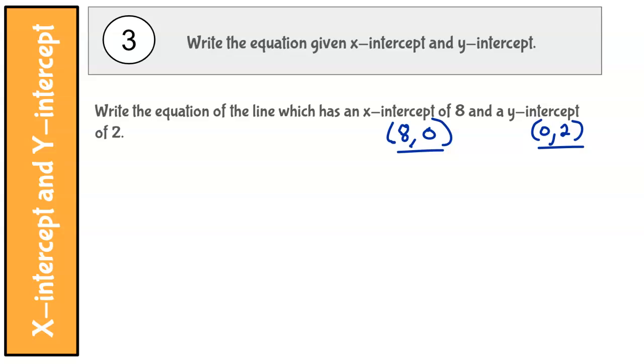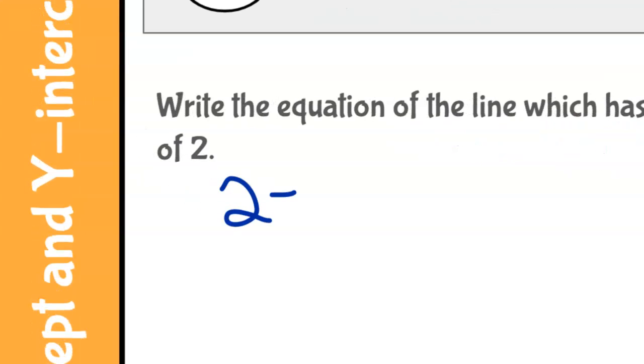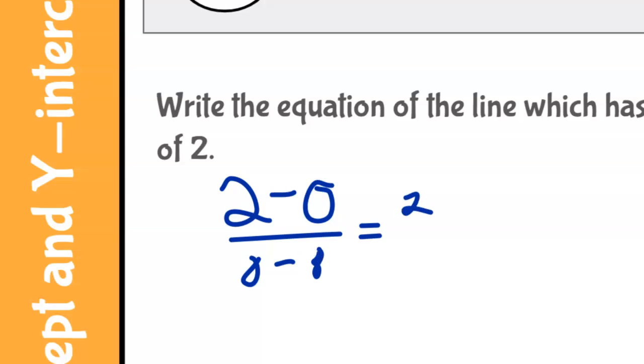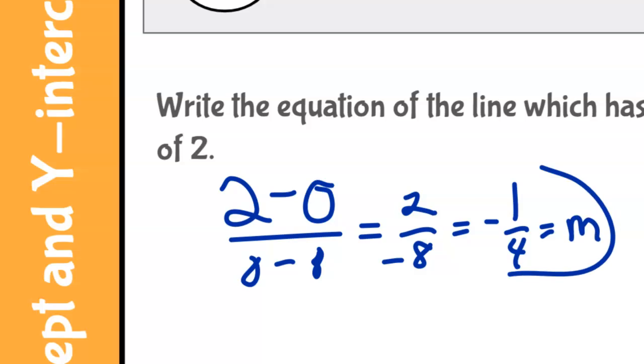And you can see I have 2 points. You should know how to find the equation of a line given 2 points. I have 2 points. I need to find slope. So I'm going to go 2 minus 0, well, zooming in again for dramatic effect, over 0 minus 8. Y minus y over x minus x. And that's 2 over negative 8, which simplifies to negative 1/4. What did I just find? Don't lose your purpose. Remember, we just found the slope, so I'm going to circle it.